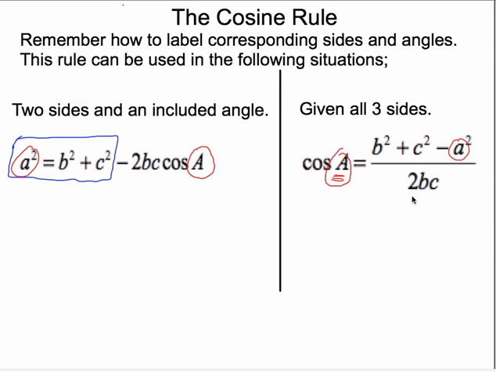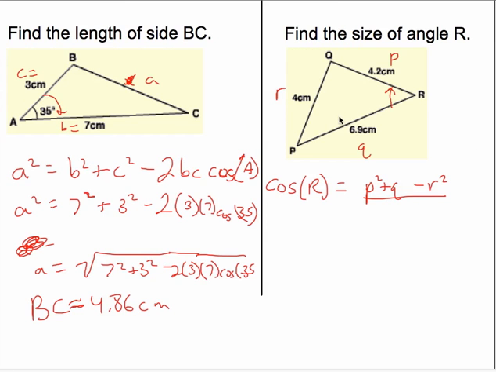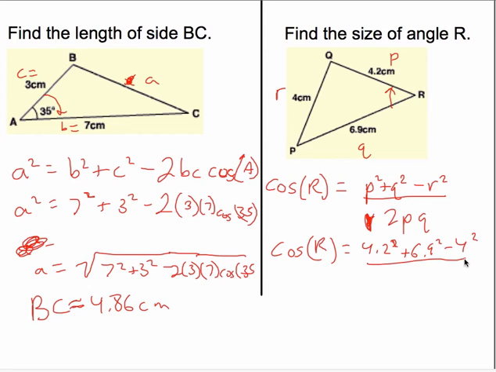And then we have divide by 2bc, which means the two sides that are not opposite the angle we're looking for. So that would be these two sides, P and Q. So let's actually just put in P and Q. So 2PQ. So now we have cosine R equals, now P squared is 4.2 squared, and then we've got 6.9 squared minus 4 squared over 2 times 4.2 times 6.9.